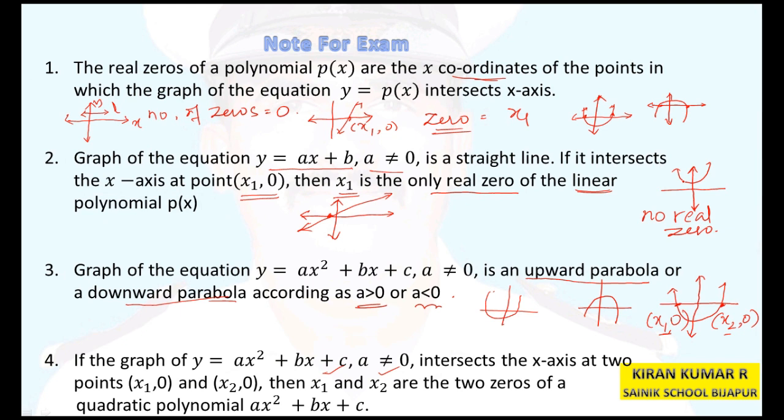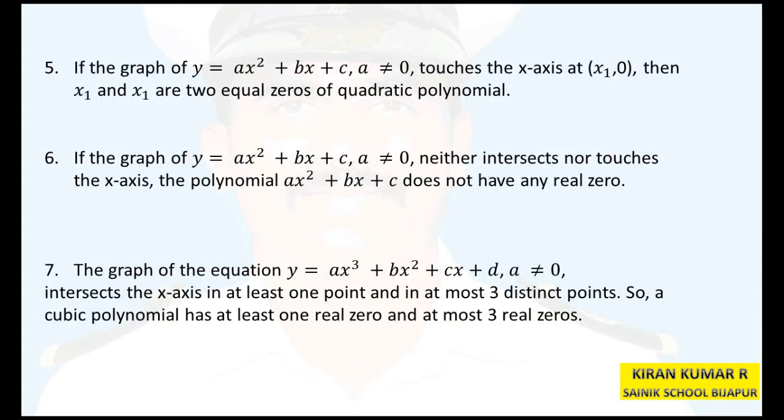We have also seen that sometimes we get coinciding zeros. We will see in the next point, point number 5. Look at point number 5. If the graph of y is equal to ax square plus bx plus c, a not equal to 0, touches the x-axis at (x1, 0), then x1 and x1 are two real zeros of the quadratic polynomial.